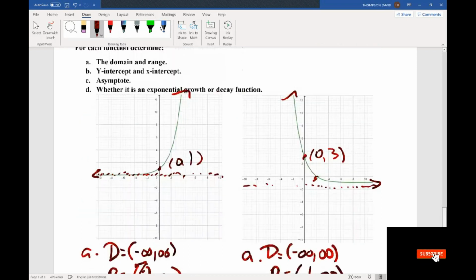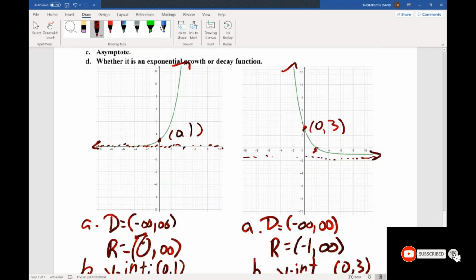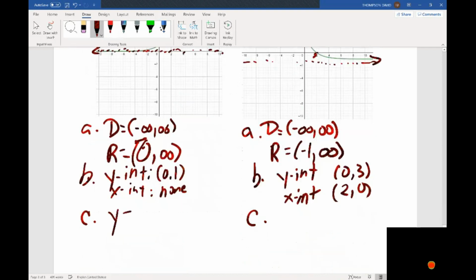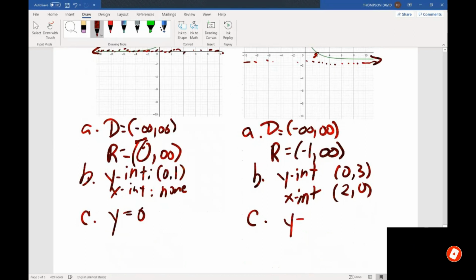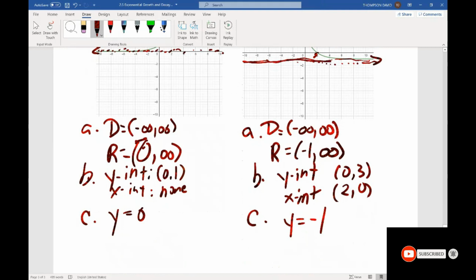For C, the asymptote. The asymptote is the same as the range, so I just covered that previously. So the asymptote you're going to say is y equals 0 for the left one, and for the right one, it looks like it's approaching negative 1. So you just say y equals negative 1. You can see that using the line that I am drawing in.